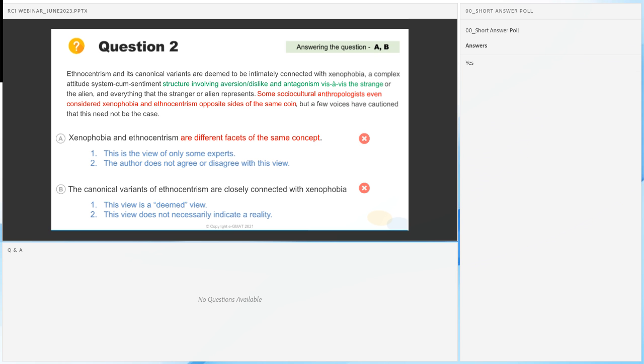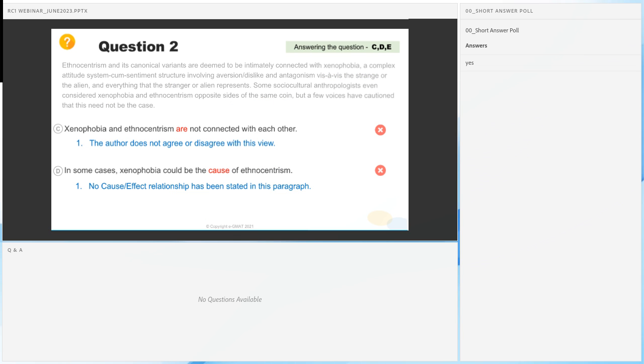The canonical variants of EC are closely connected with XP. Again, this is a stated view of others. This is not the author's view. And as we say, this view probably doesn't necessarily indicate it. It might not, but we can't be 100% certain. We're not going to bet $100 on it. Choice B was the most popular choice. Is this clear? We cannot use closely connected to mean something stronger.